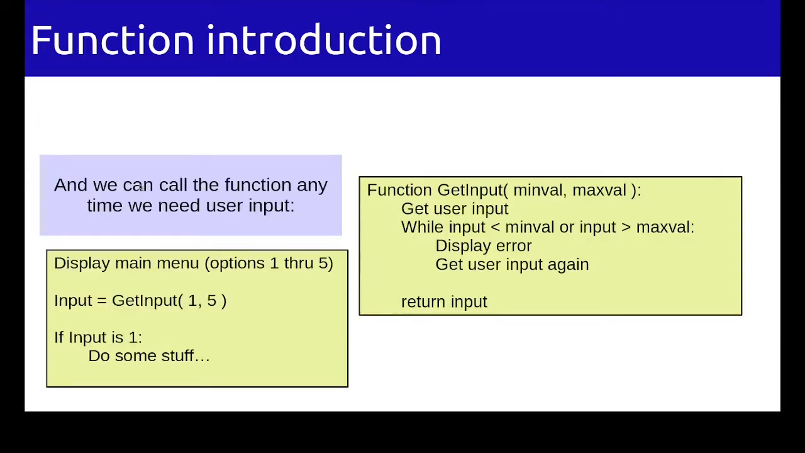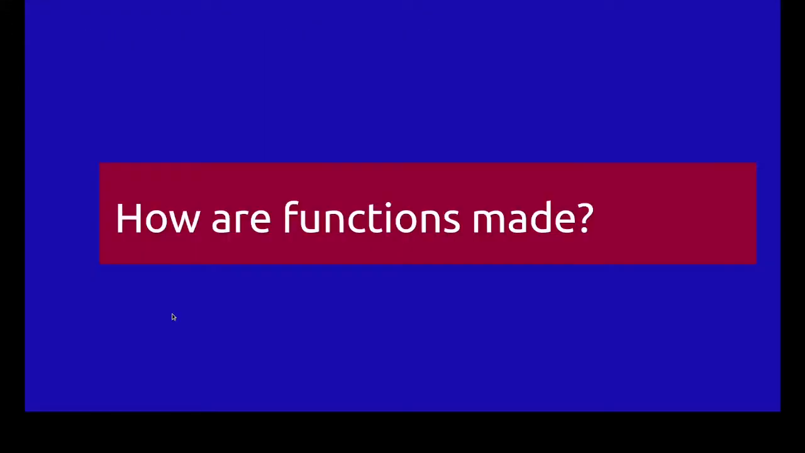So anytime we need to get the user input, we could say input variable is equal to getInput 1 through 5. So let's say we had a main menu that had 5 options. And we just run this one line to execute all of this, and then we don't have to add any more extra code at this point.